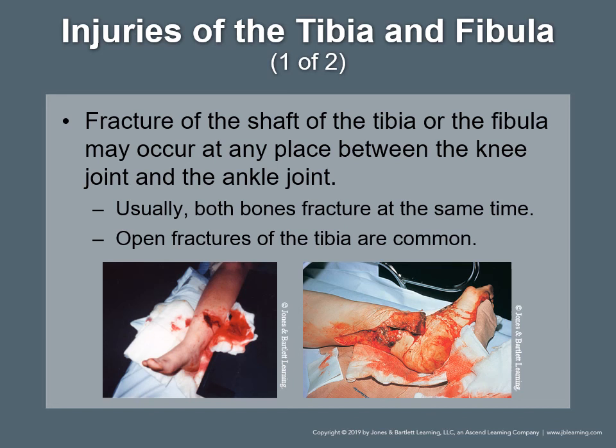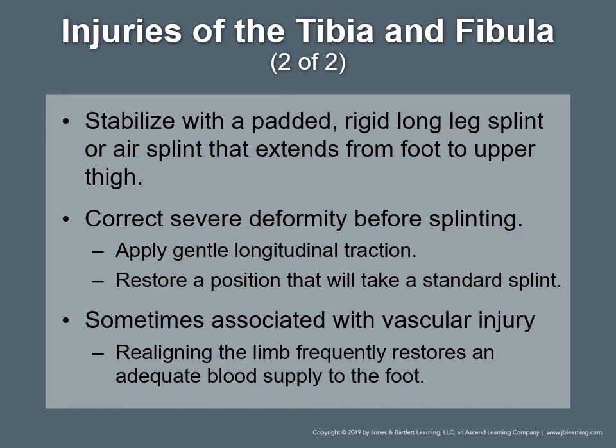Fracture of the shaft of the tibia or the fibula may occur at any place between the knee joint and the ankle joint. Usually both bones fracture at the same time. Even a single fracture may result in a severe deformity with significant angulation or rotation. Open fractures of the tibia are common. Stabilize with a padded, rigid, long leg splint or air splint that extends from the foot to the upper thigh.